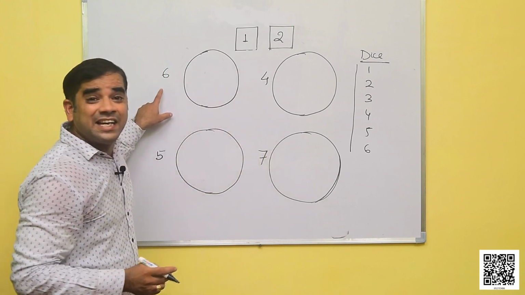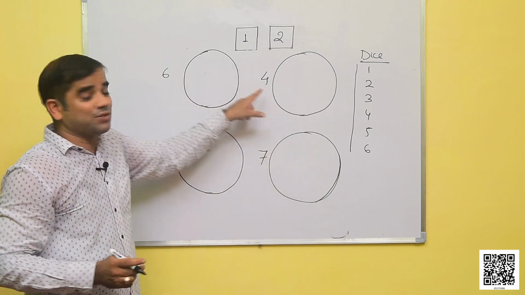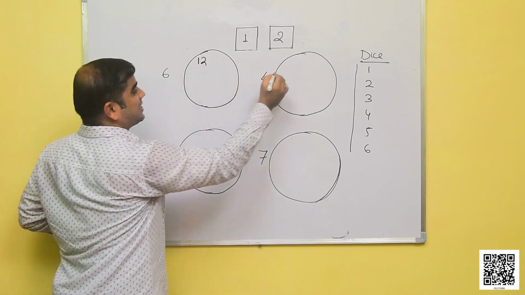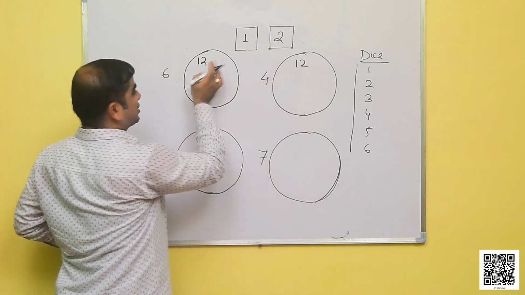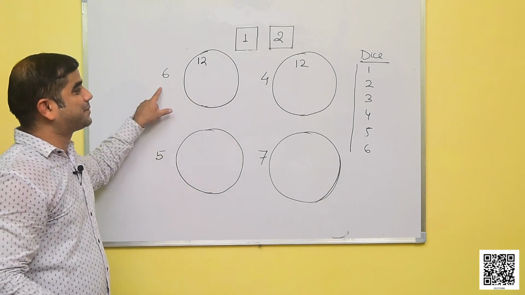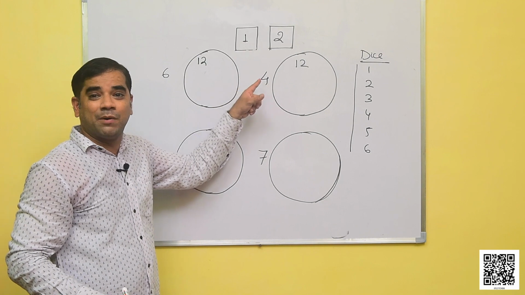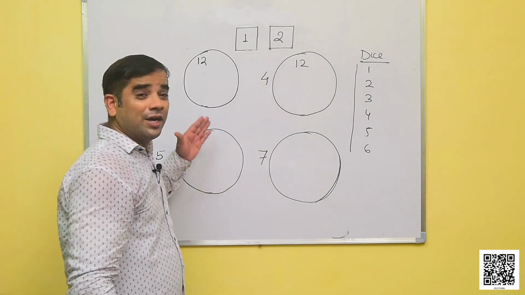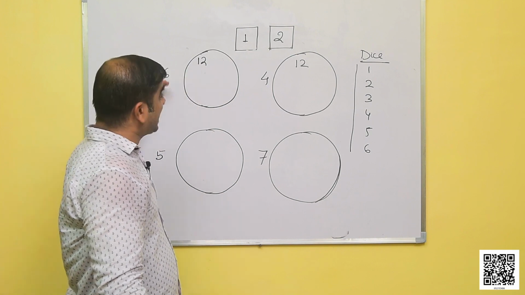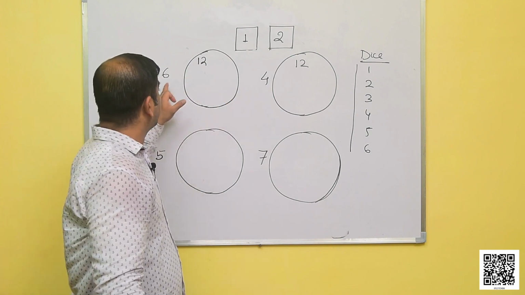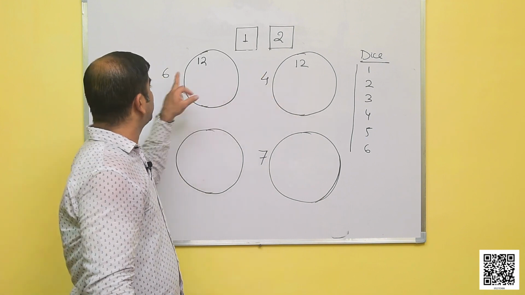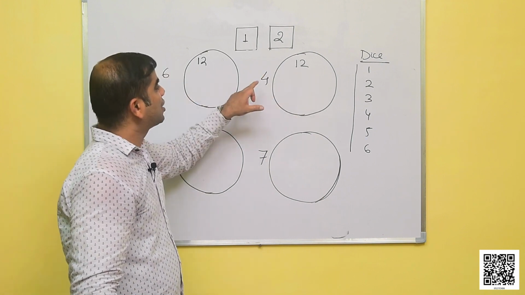See, it lies in 6 as well as 4. 6 2s are 12, 4 3s are 12. So 12 is a multiple of 6, and 12 is as well a multiple of 4. So we find that 12 lies in the tables of 6 as well as 4. 6 2s are 12, 4 3s are 12. So 12 is a multiple of 6 as well as 4.